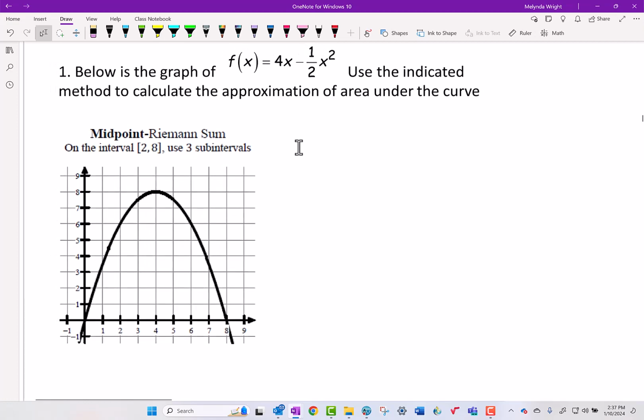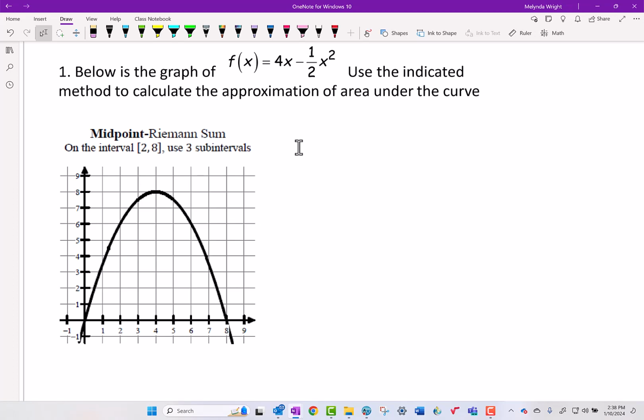Now, sometimes you'll have a calculator and sometimes you won't. So for this page right here, let's go ahead and use our calculator just to help us do our calculations quicker. And sometimes we will, sometimes we won't, but I'm going to use my calculator here. And so our first one is wanting us to do a midpoint Riemann sum on the interval 2 to 8, and they want us to do 3 subintervals.